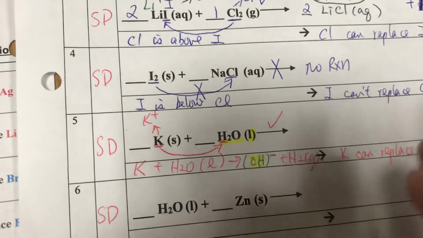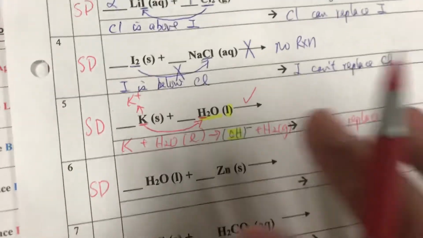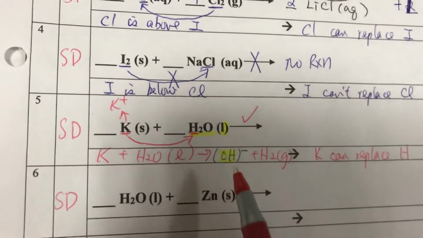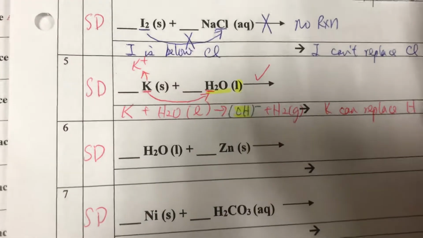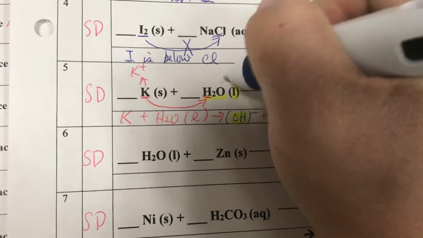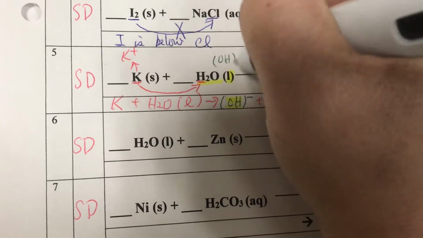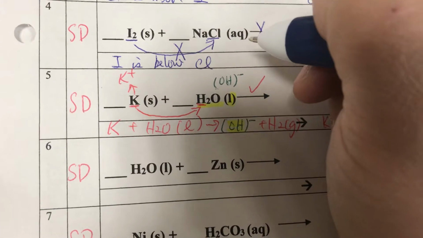Now H2O, we first want to separate it. What are we going to separate it into? One of them must be OH minus, because here you tell me that they form OH minus. I'm going to separate them. I did not change anything, I just separate them.